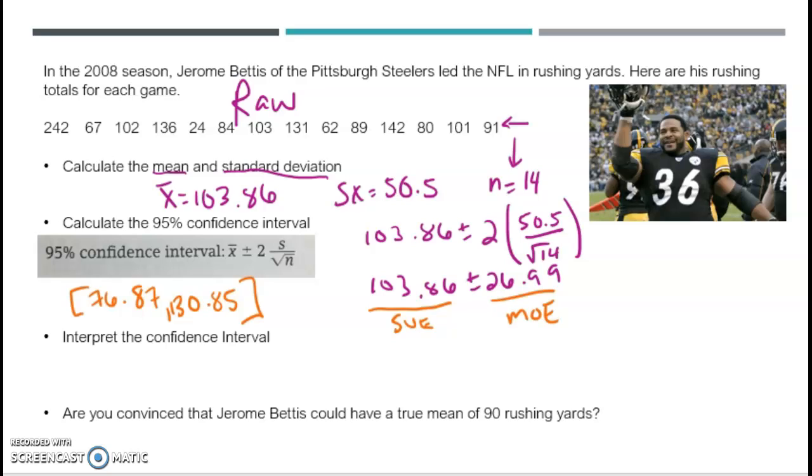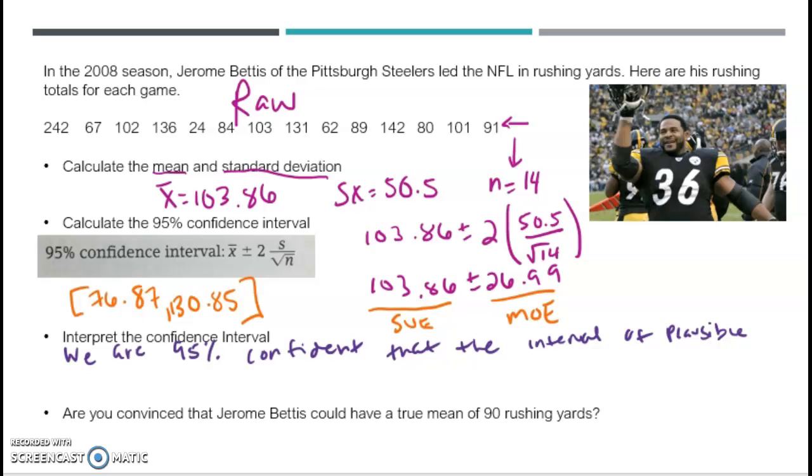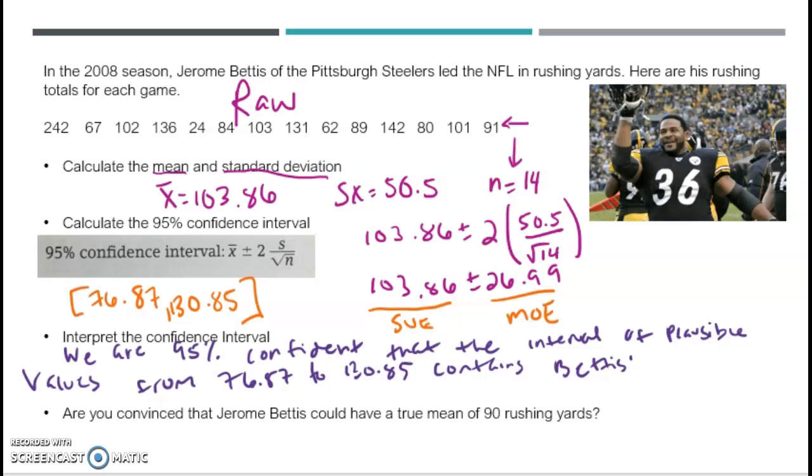So for interpreting it, we are 95% confident that the interval of plausible values from 76.87 to 130.85 contains Bettis's true mean of rushing yards. That says true.